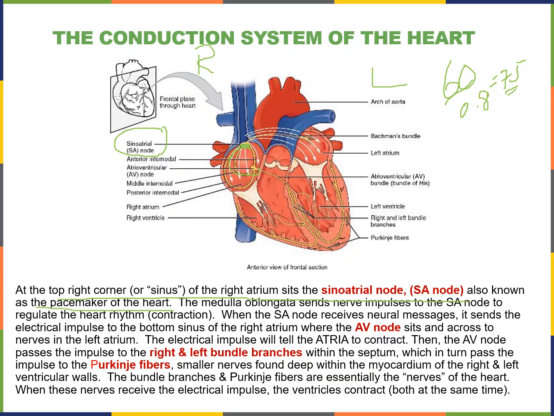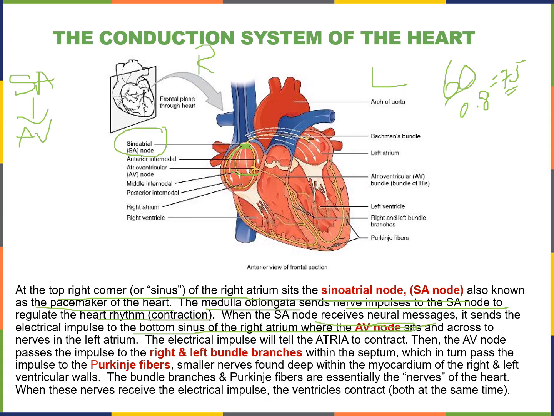Remember that. The medulla oblongata, so you remember the brain stem, was responsible for setting heart rate. So it sends nerve impulses to the SA node to regulate the heart rhythm or contraction. So when the SA node receives this neural message, it sends the electrical impulse to the bottom sinus of the right atrium where the AV node sits. So the message is going from the SA node, where it's initiated, that's a pacemaker, to the AV node.